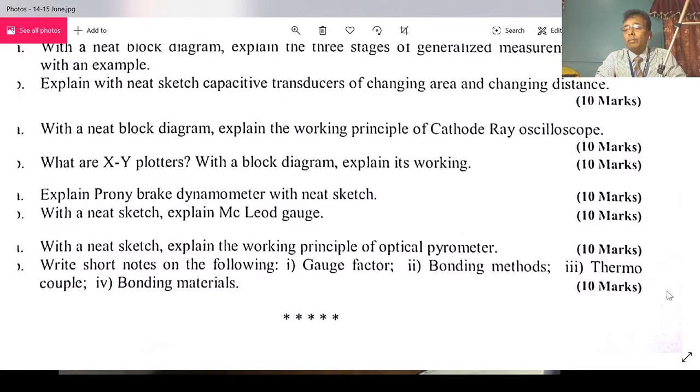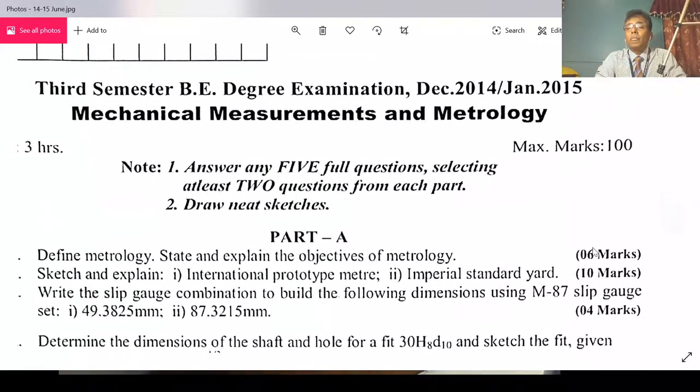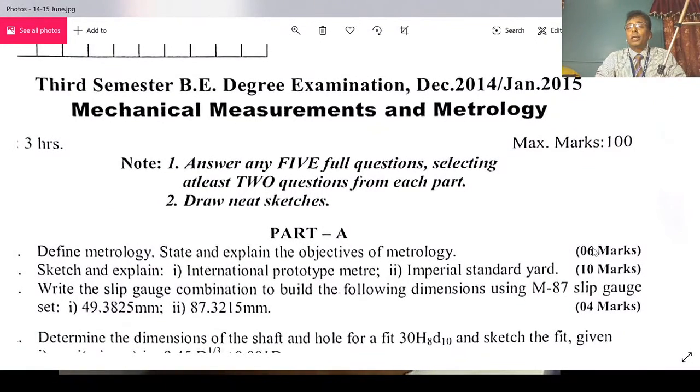What is the question paper that we discussed? Today's question paper was from December 2014 January, that is December January 3rd semester B mechanical measurements and metrology. There are 1 or 2 questions which are not from the present syllabus anyway.